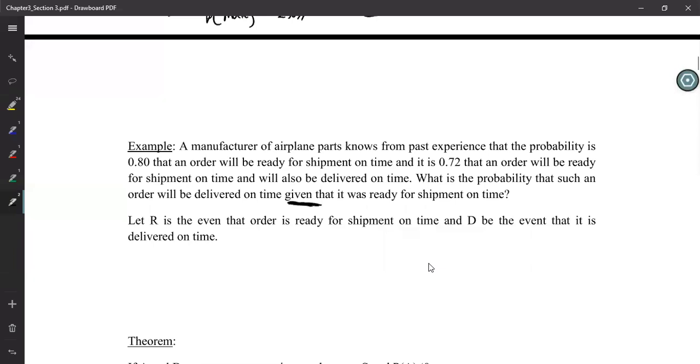Now let's define these events. Let's say R is the event that the order is ready for shipment on time, and D is the event that it is delivered on time. Now you have two probabilities, 0.8 and 0.72. Can you figure out what these probabilities are? What is 80% using the letters R and D? Can you tell me what is 80%? This 80% or 0.8, what is it? Probability of what?